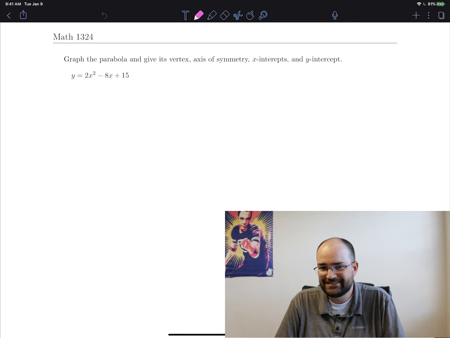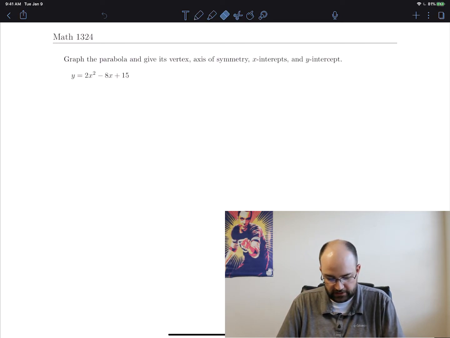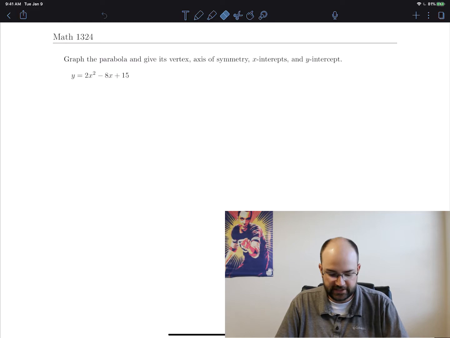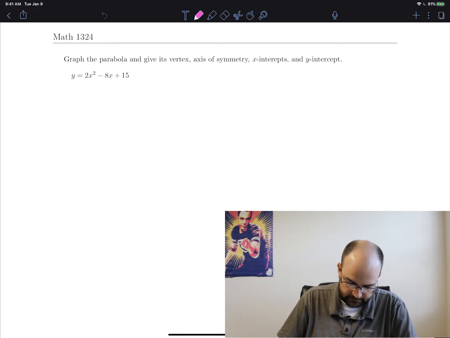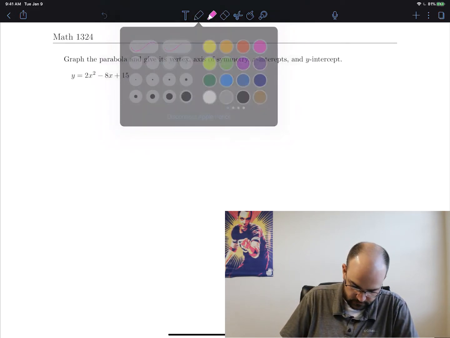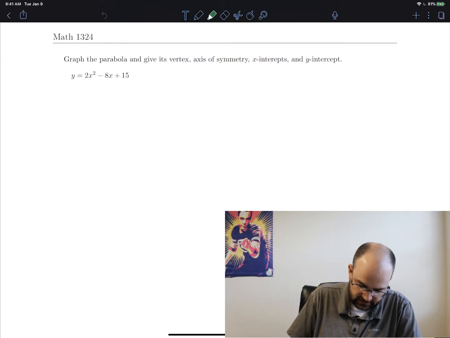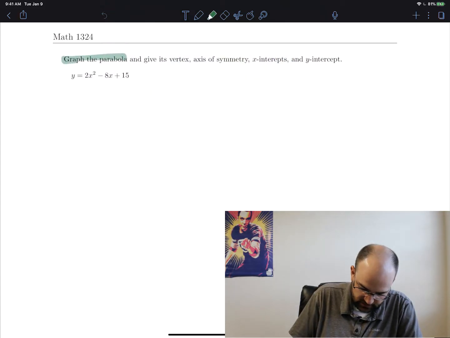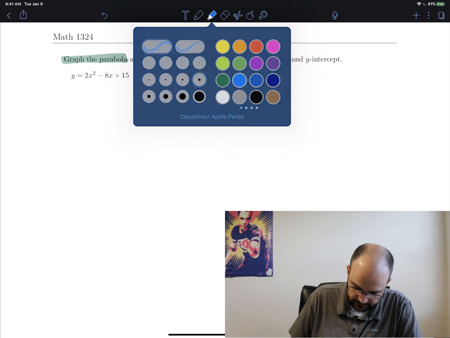This is Chapter 10, Section 2, Example 7. In this one, we want to, again, graph the parabola, give its vertex, axis of symmetry, x-intercept or intercepts, and the y-intercept. Okay, so just like last time, let's kind of label these using colors.